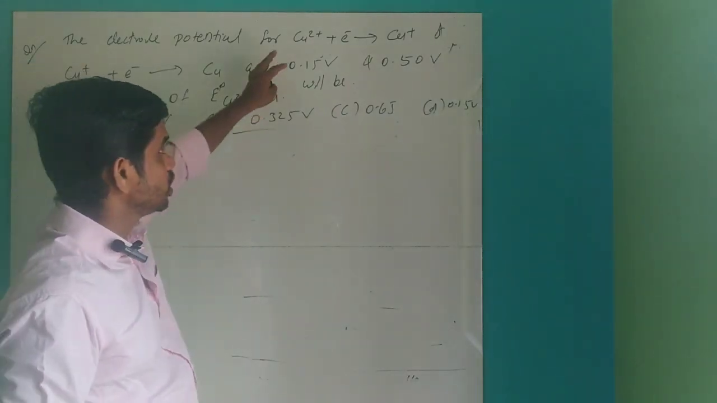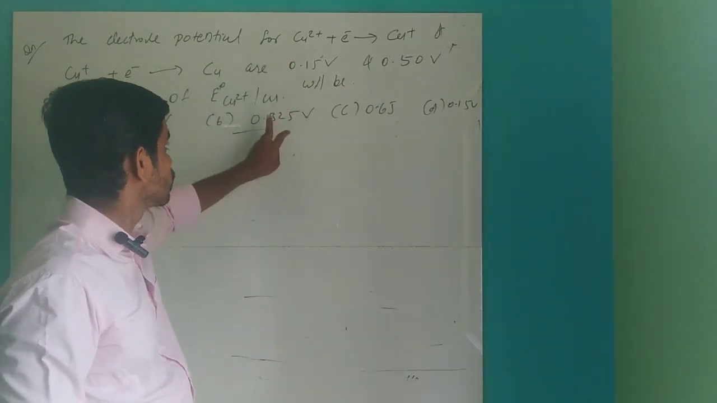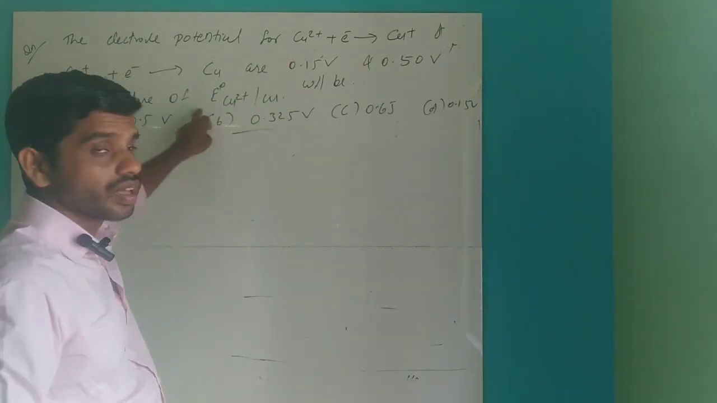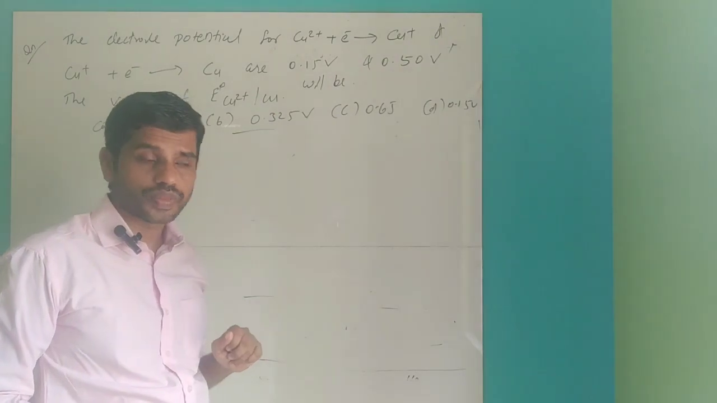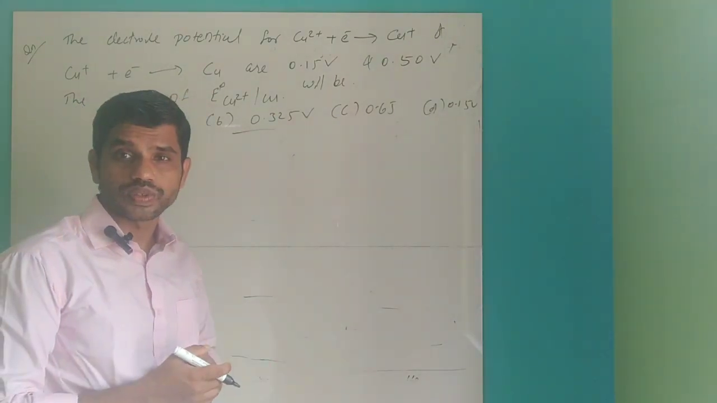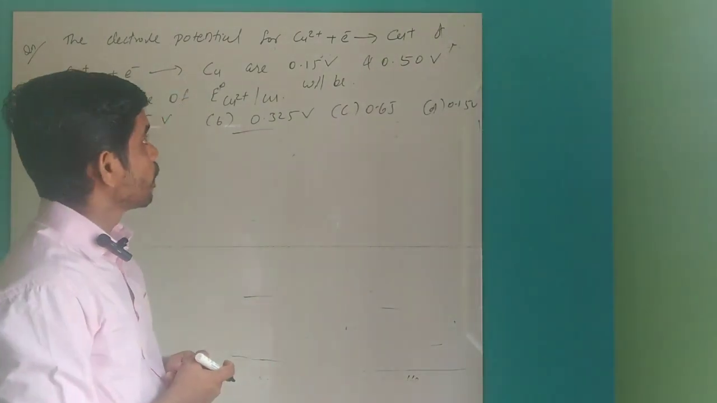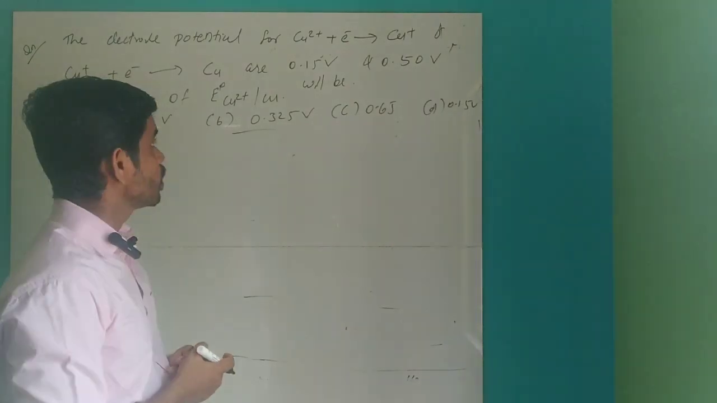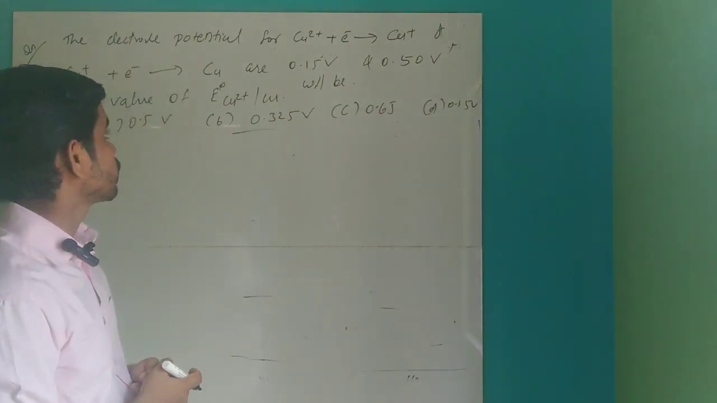Right, so two equations are given. You have to find out the value of E0. Right here, delta G value is not given. Okay, only E0 values are given.